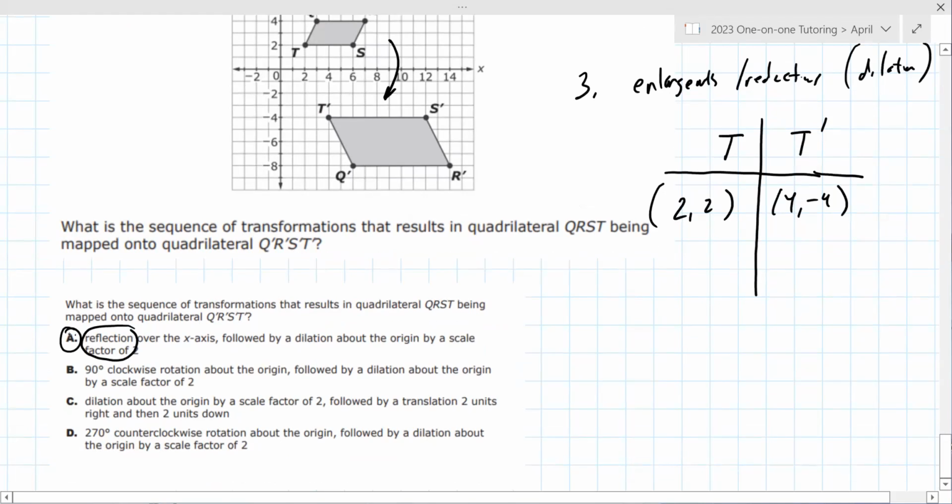It does look like a dilation like we talked about, but a couple of these had dilations in them. Another way to look through these multiple choice is, what's the same, what's different. Okay.